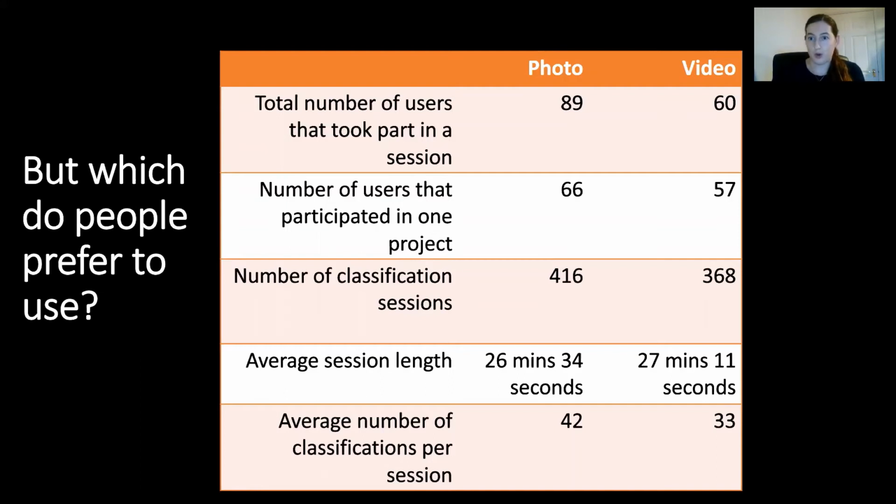However, quite a lot of people chose one project and just stuck to it. So for example, 66 people participated only in the photo project and not in the video project. And then 57 people chose to do sessions from the video project but didn't participate in the photo project at all. So to me, this is indicating that there's not necessarily one that's better than the other, but people just have a personal preference. So it could be that having 2 options is good, because people prefer different things, and we can give choices. People can do the one that they prefer.